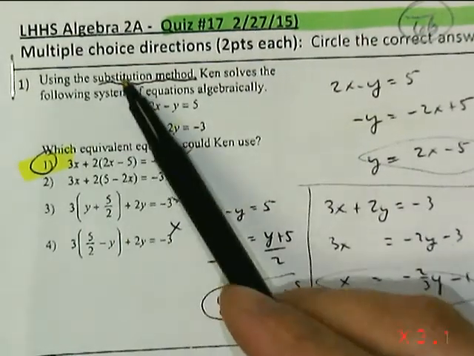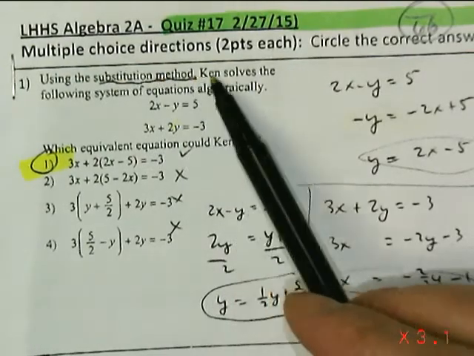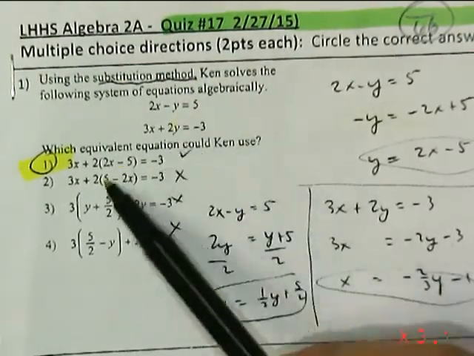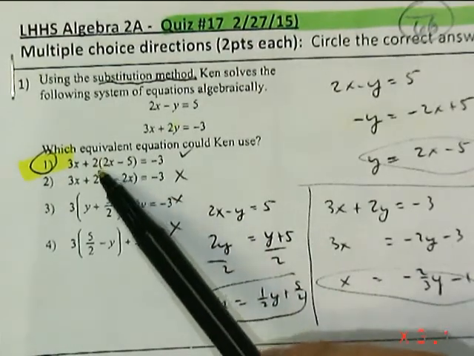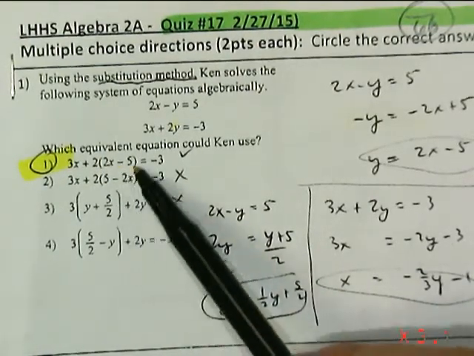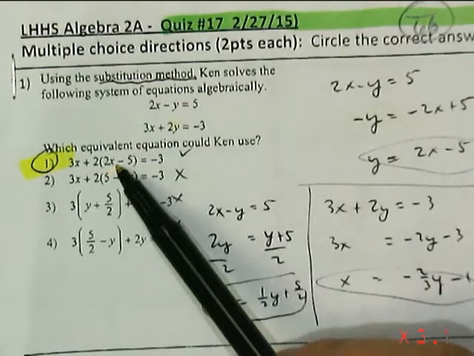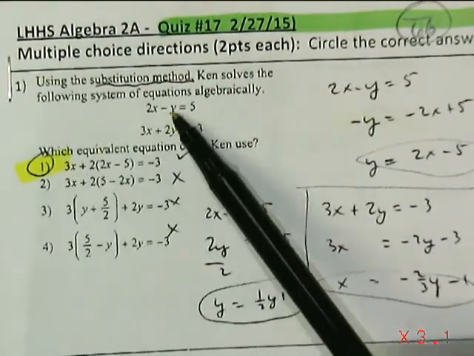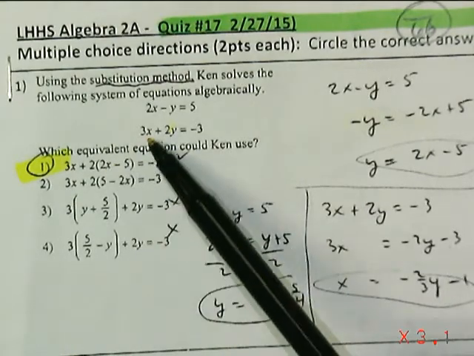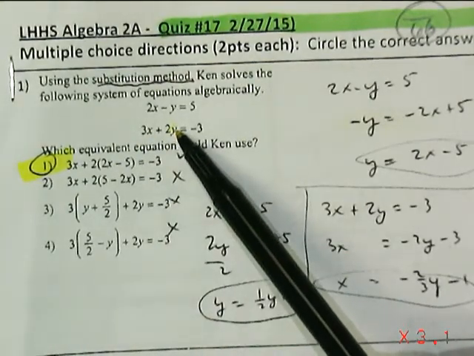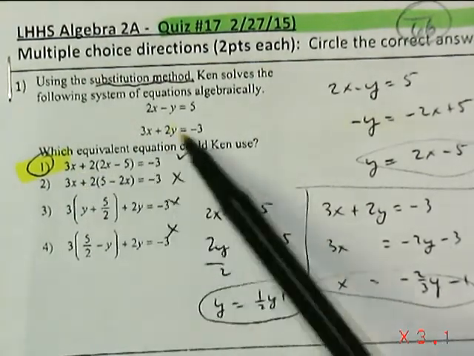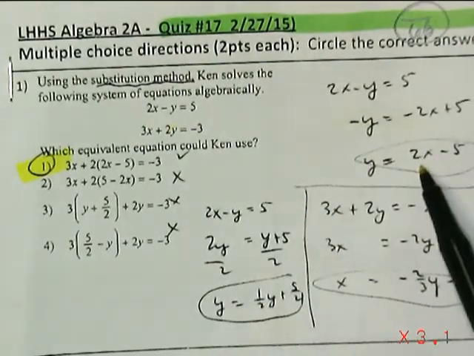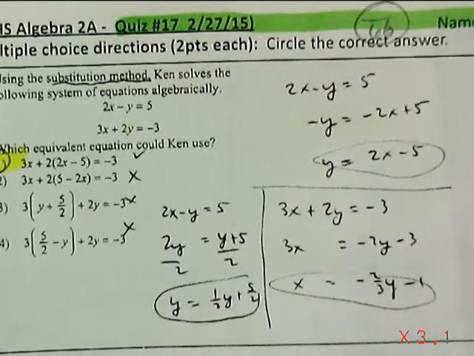Number 1, use the substitution method. So if I already know that Ken needs to solve it by the substitution method, I'm going to take this problem and kind of predict what they're looking at. It looks like right here they try to substitute in for the value of x. So that means I have to solve for the y variable, because it looks like they're substituting into that second equation. So I want to get y by itself. I have y equals 2x minus 5.